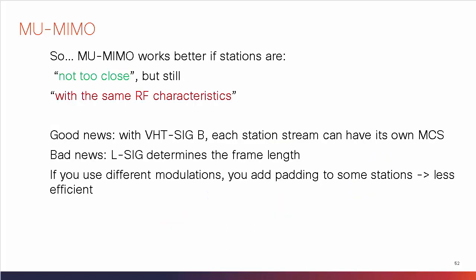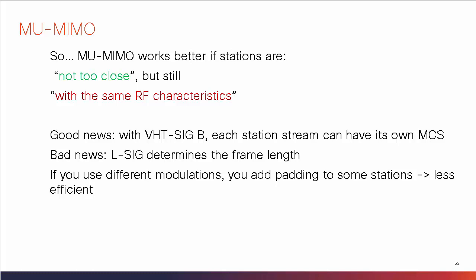So that's the complexity of MU-MIMO: stations have to be compatible in their RF view of the channel, but at the same time it has to be different, because if it's the same, they are too close, then it doesn't work either. And to spice things up even more, keep in mind that the early part of the frame, the LTF, the long training field, is going to be the one carrying information about the length of the frame. Why does that matter? Because the length of the frame is going to determine the duration of the transmission.